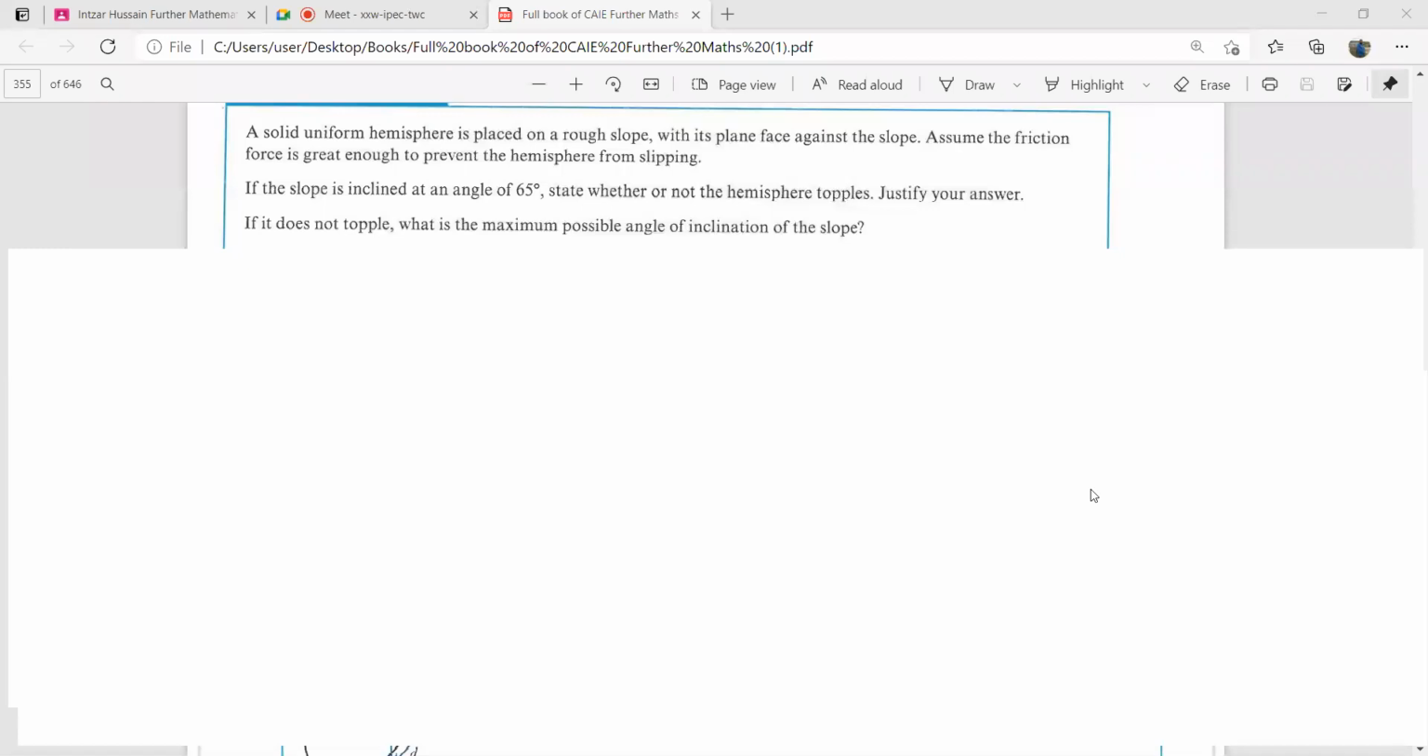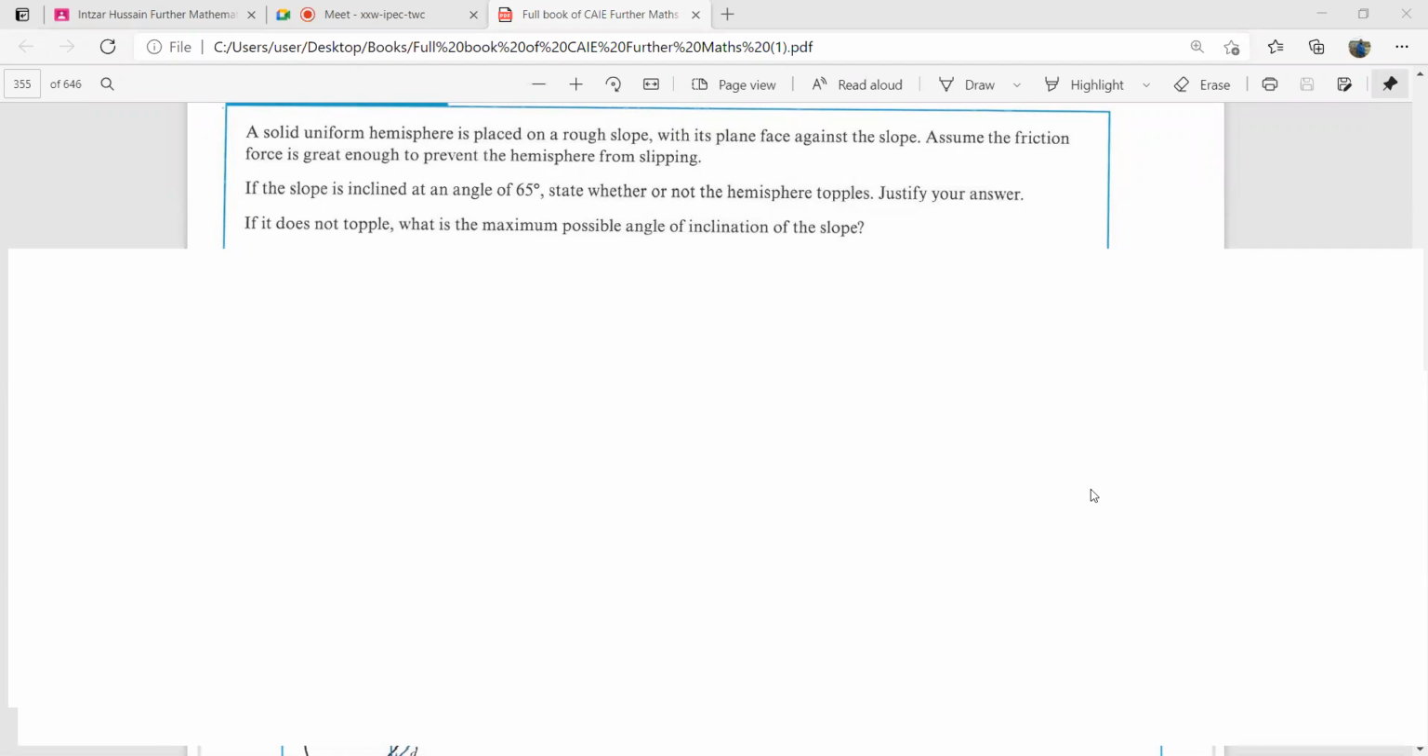A solid uniform hemisphere is placed on a rough slope with its plane face against the slope. Assuming the friction force is great enough to prevent the hemisphere from slipping, if the slope is inclined at an angle of 65 degrees, state whether or not the hemisphere topples. Justify your answer. If it does not topple, what is the maximum possible angle of inclination of slope?